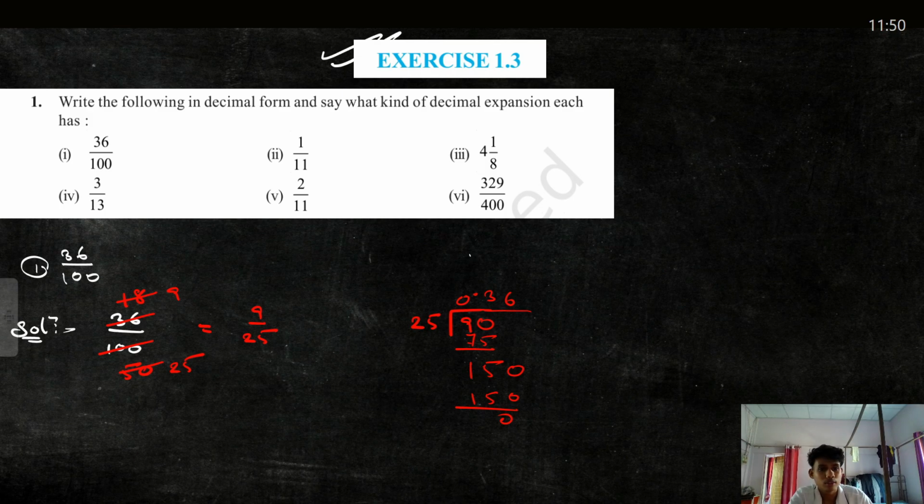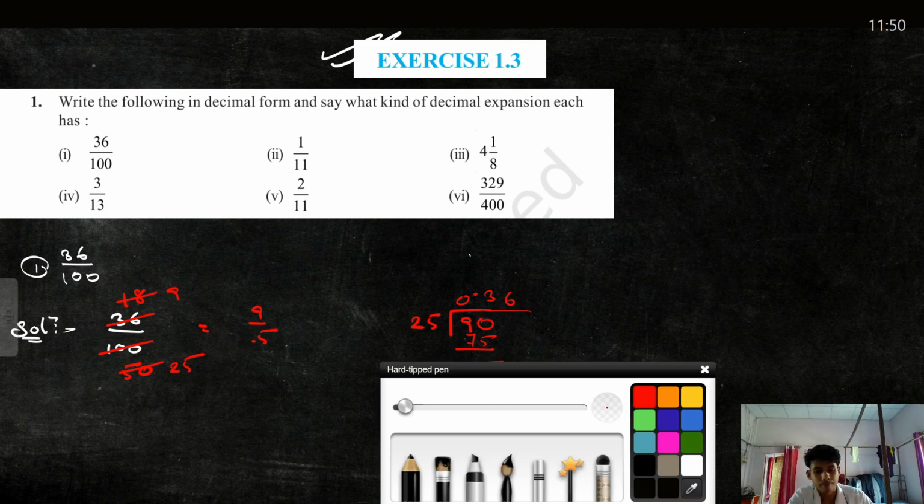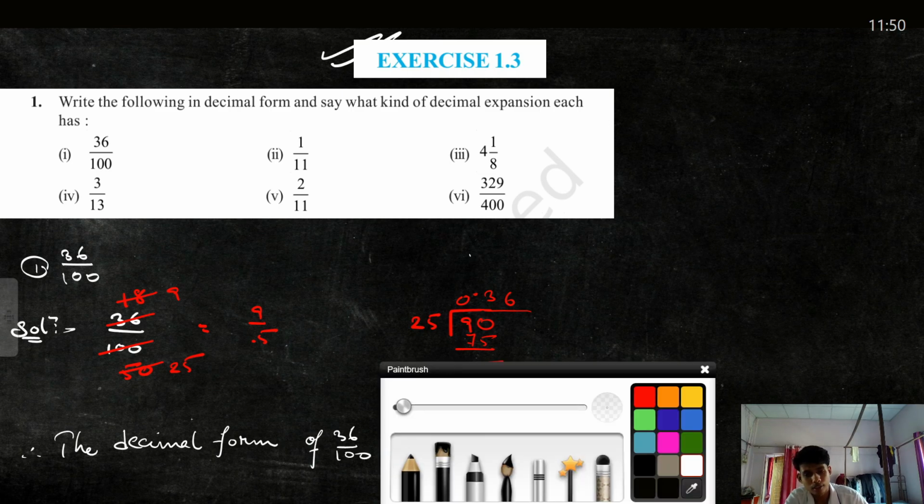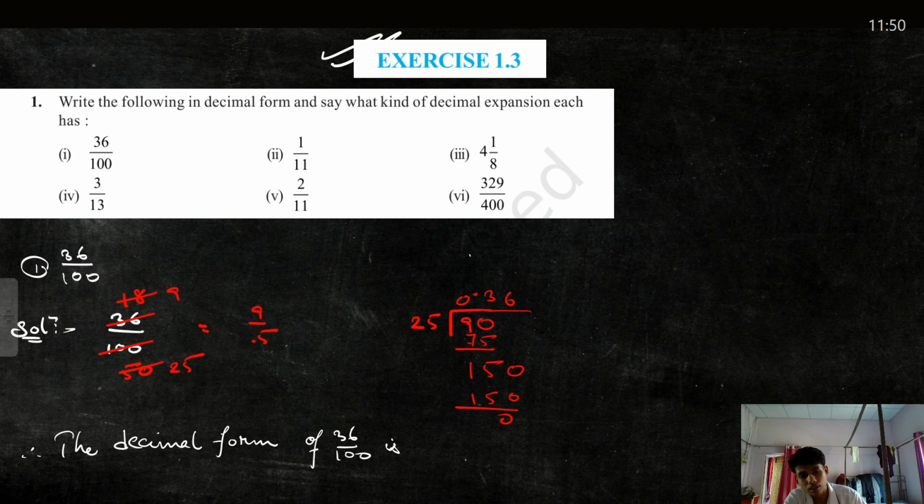Write the following in decimal form. So therefore the decimal form of 36 by 100 is 0.36, and say what kind of decimal expansion it has. It has terminating decimal expansion.